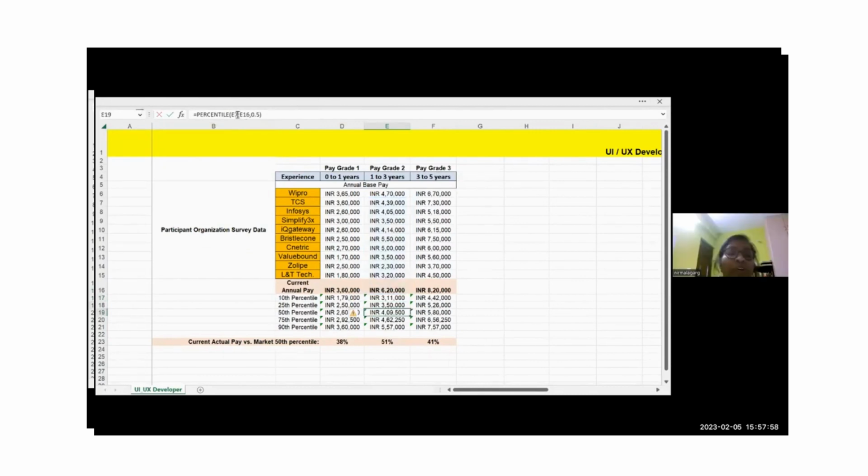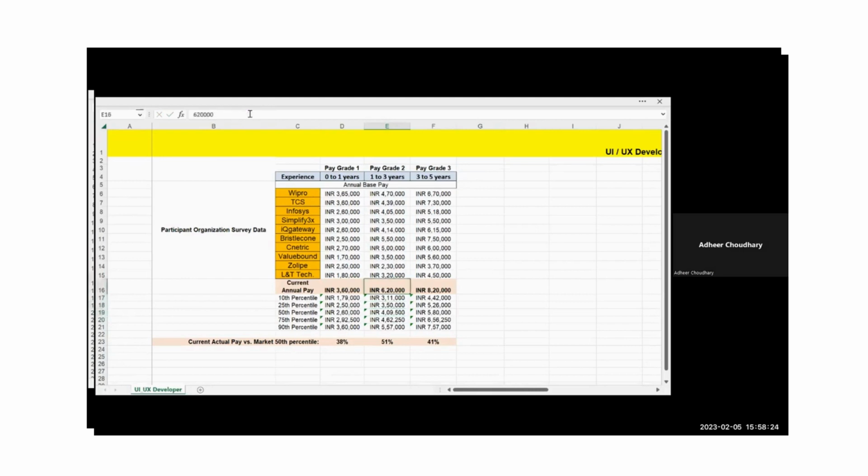All that you need to do is what? Array? Yeah, E6 to E15. Yeah, 409. Okay, so let us see at the 50th percentile what the market is showing. 409. Okay, and you are paying 620.